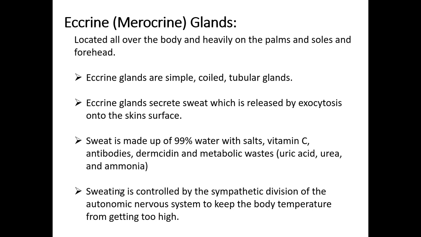The sweat is composed of 99% water with the addition of salts, vitamin C, antibodies produced by the body, dermcidin, and metabolic waste like uric acid, urea, and ammonia. And then sweat is controlled by our sympathetic nervous division. It's autonomic, to keep the body's temperature from exceeding what is needed for homeostasis.